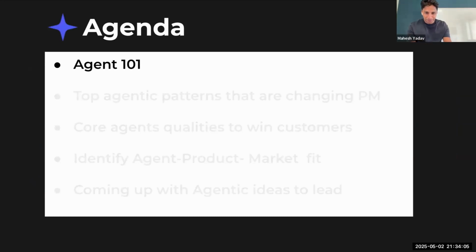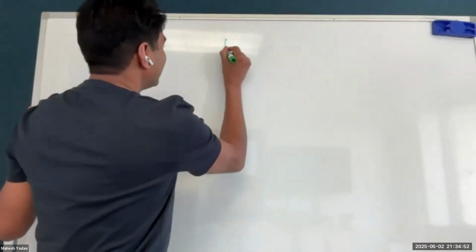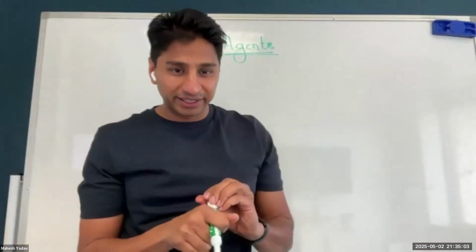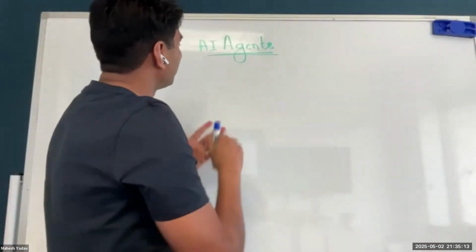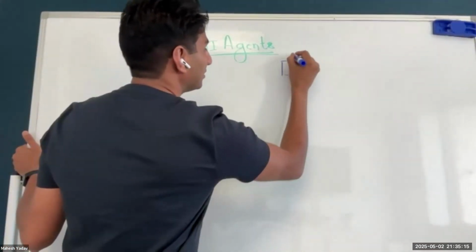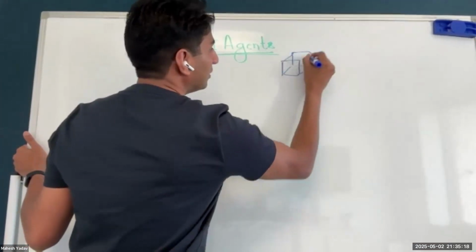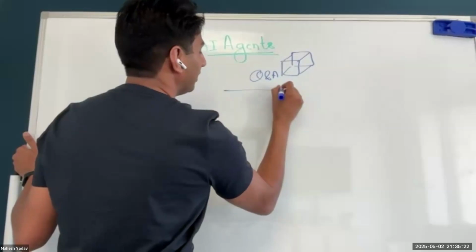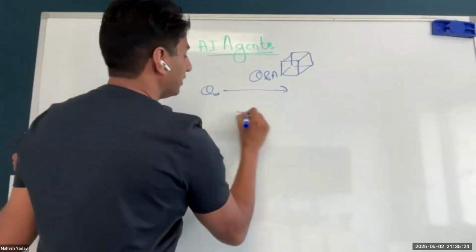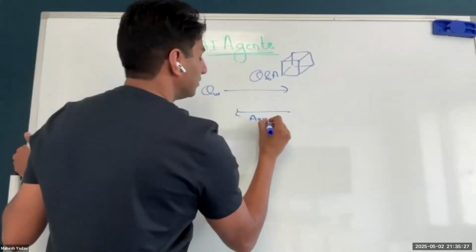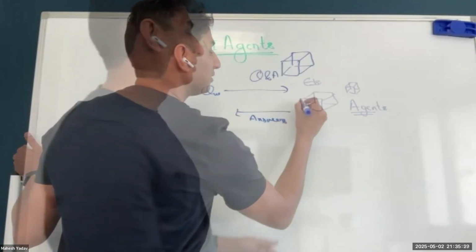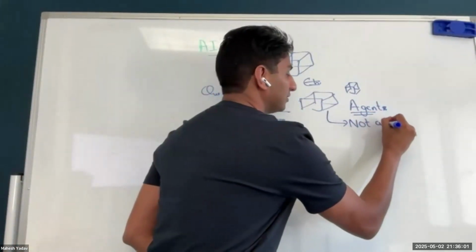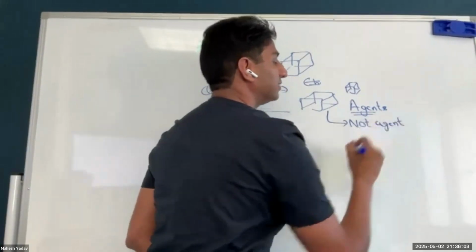So, Agent 101. We've talked about agents a lot. I'm talking only about AI agents, not what you see in movies or what you saw in The Matrix. Can I say, if I take a large language model and build a Q&A on top of it, where I just ask questions and it gives me answers, will that be an agent? Let's say that's not an agent. Then what makes an agent?